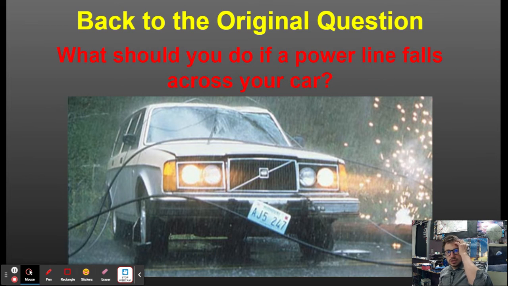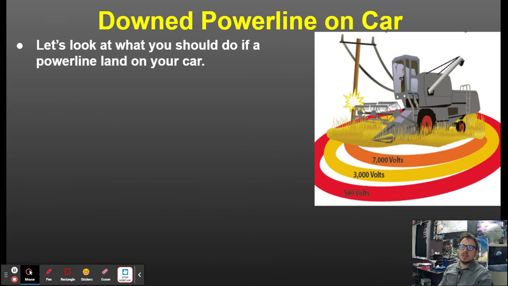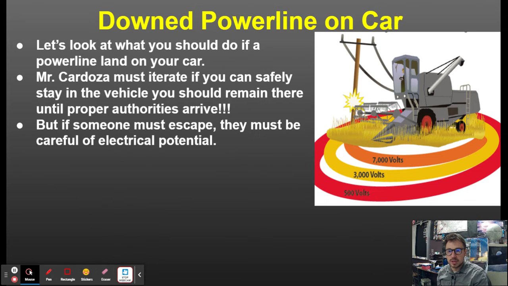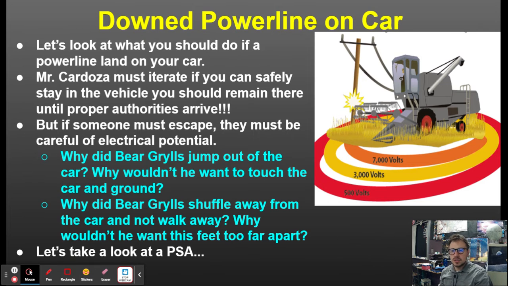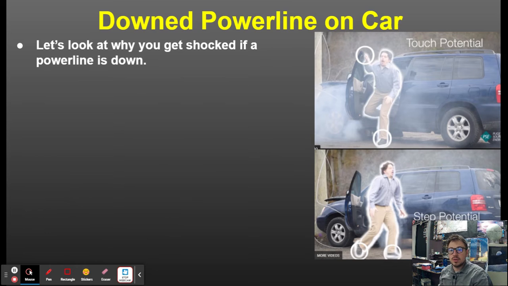So now, what should you do if a power line falls across your car? I must reiterate that if you can safely stay in your vehicle, you should remain there until proper authorities arrive. But if someone must escape, like if the car is on fire, they must be careful of electric potential. So we watched a video of somebody escaping. We also watched this PSA about how to safely get out of a vehicle.